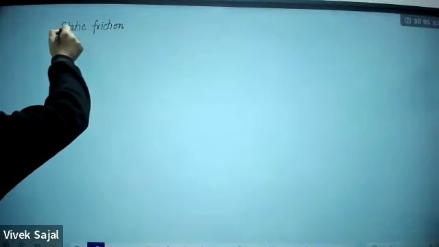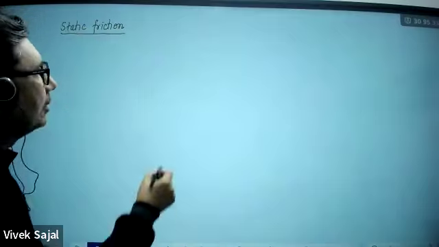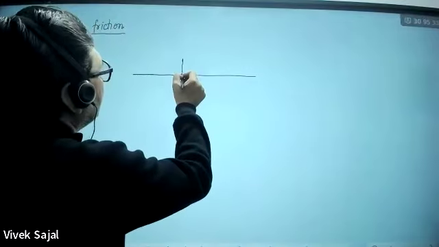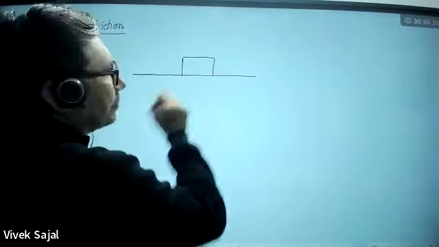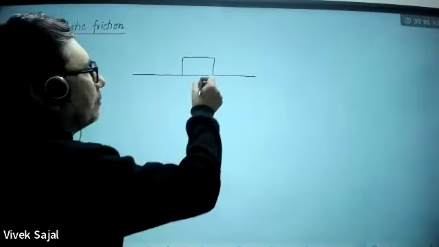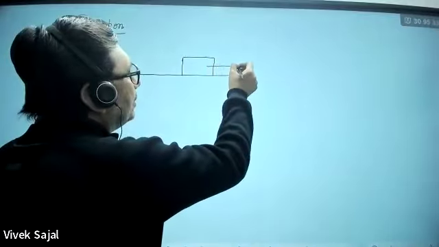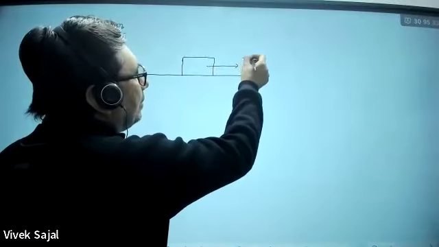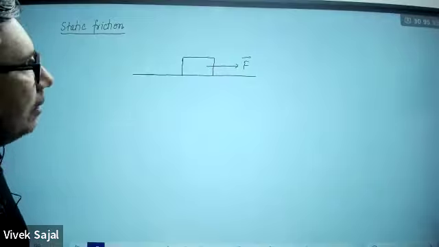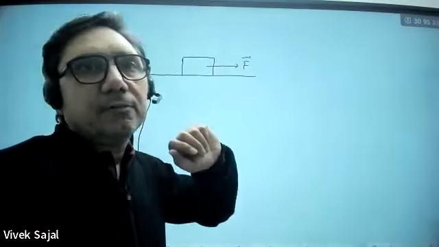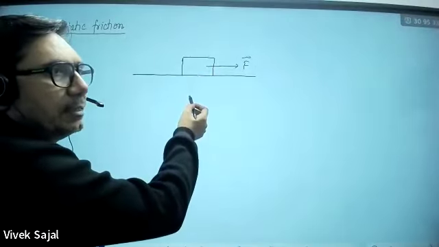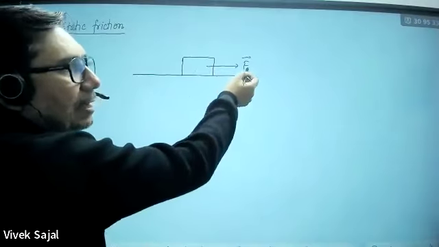What is the meaning of static friction? Suppose this is the lower surface, the ground surface, and the block is here. In the case of static friction, you are applying a force on it, but even after application of the force, the block is not moving. There is no relative motion between them, even after applying this force.